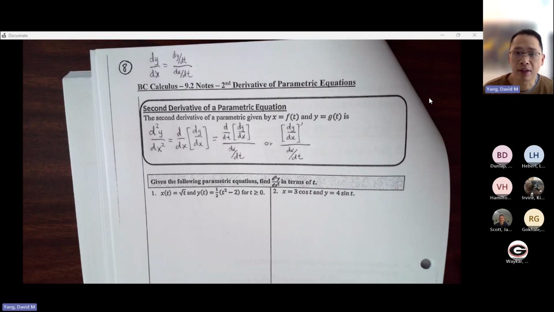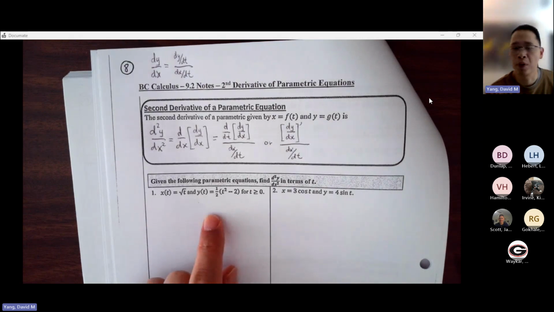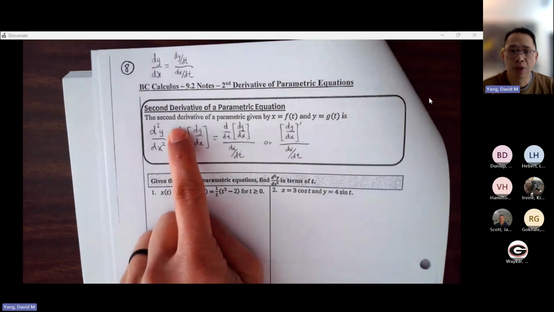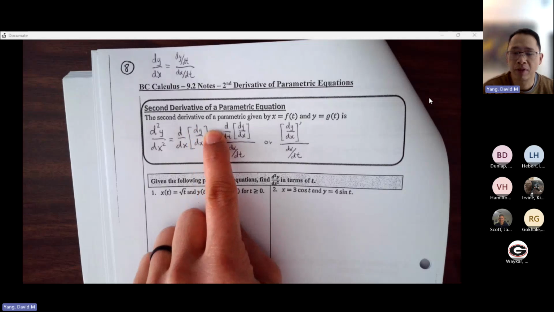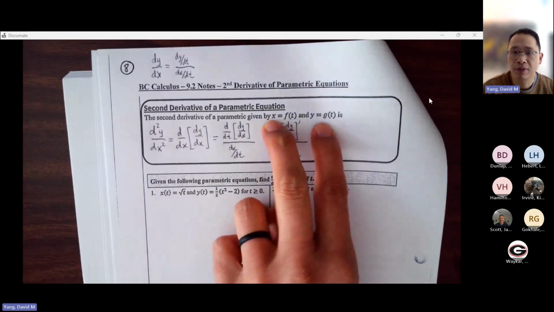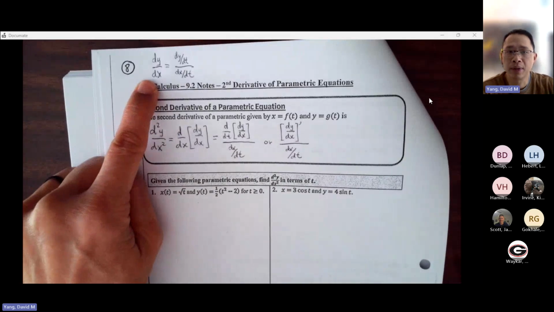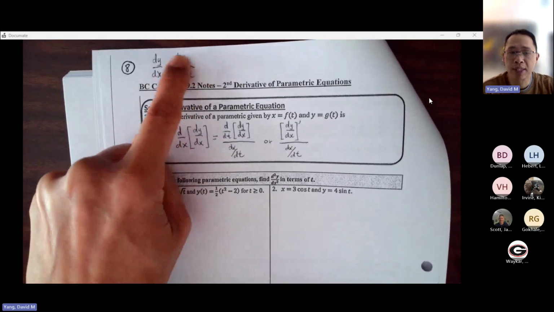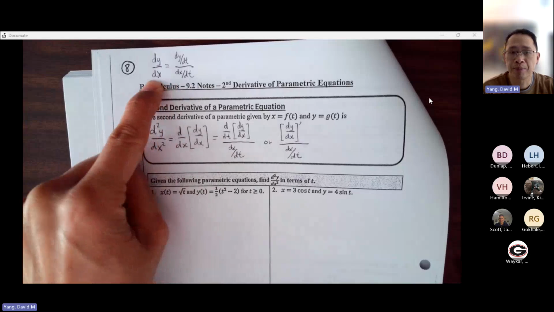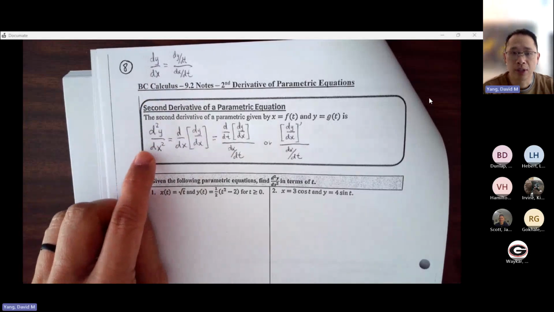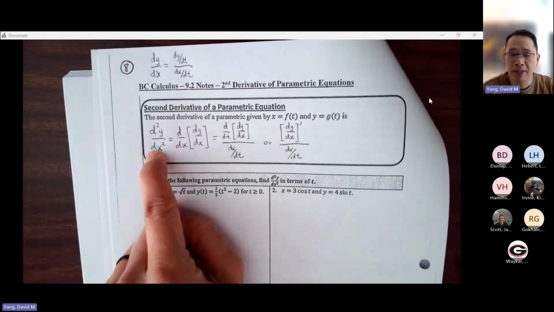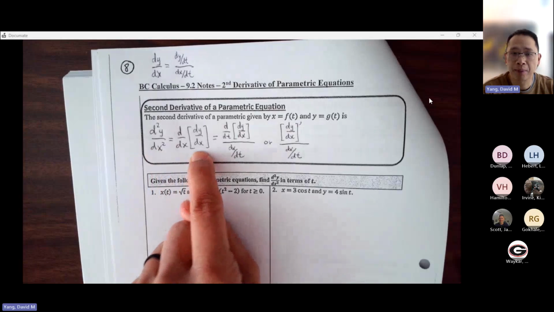Now, having said that, for the second derivative of a parametric equation, there's a little bit of adjustment in terms of what we need to do with this formula. To find the second derivative of a parametric equation, we first have to find dy/dx. So this is how we find dy/dx, right? We find dy/dt over dx/dt, and that represents our y prime. And so to get to the second derivative, we basically have to find the derivative of y prime.